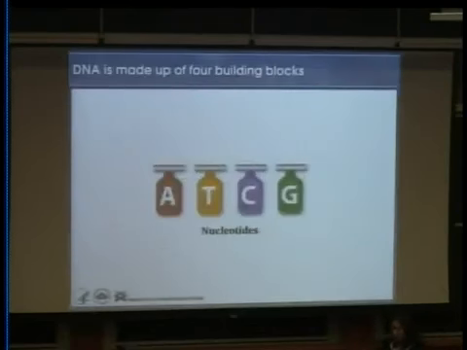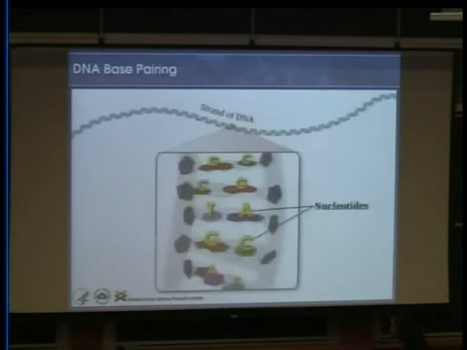So let's just go back to the basics of the DNA. DNA is composed of four bases, A, T, C, G, these four nucleotides. The sequence of these is the genetic code. And the double helix is one strand of DNA and another one here. And in between them, they form hydrogen bonds. So C always pairs with G, T always pairs with A. So that's very interesting and very important in terms of a double helix.